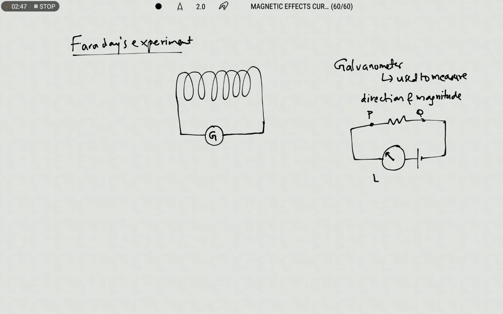Now I am changing the connection. I am reversing the polarities of the battery. So now I am connecting the P end to the negative terminal, Q end to the positive terminal. Then the current magnitude will be given by the galvanometer along with the direction. Initially it deflects towards left. When we change the polarities, the deflection in the galvanometer will be towards right. So it gives the direction of the current as well as the magnitude of the current.